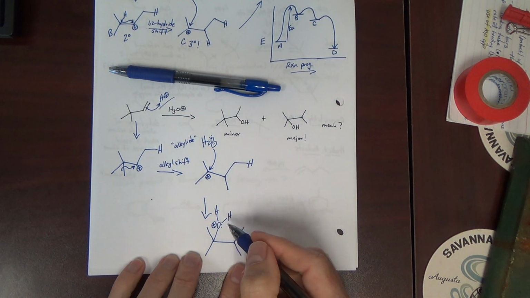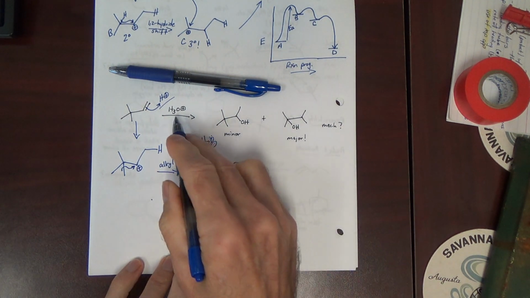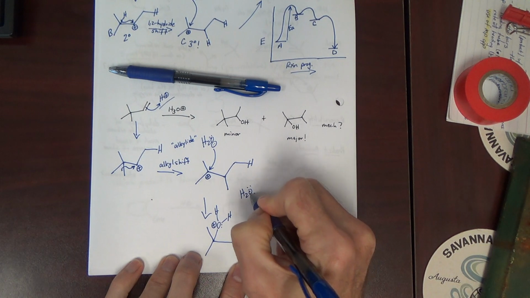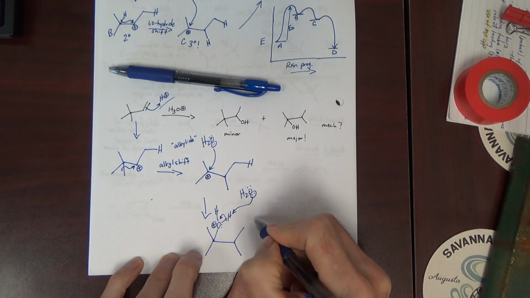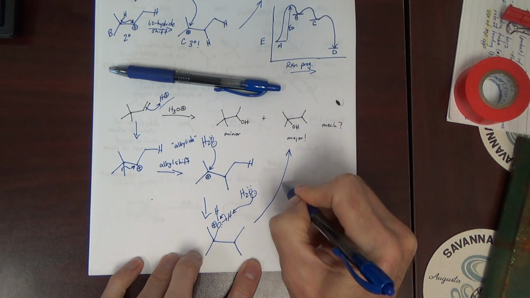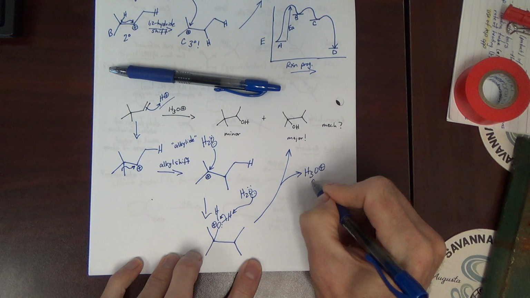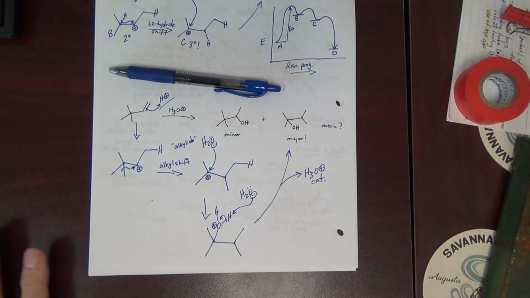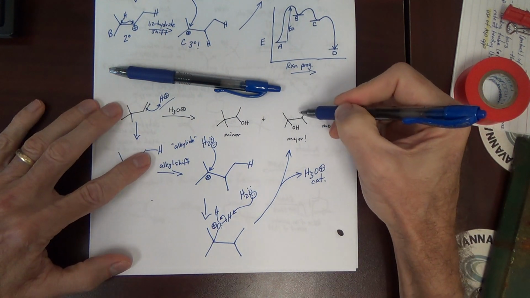Now we need to lose an H. What can take the H? Well, how about water? We're not really showing any minus here. Take H, electrons stay behind. That's going to give that product, and we're going to reform H3O plus. Catalyst reformed. And there's our product.